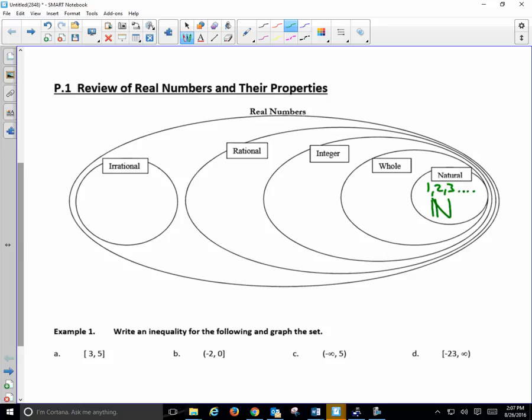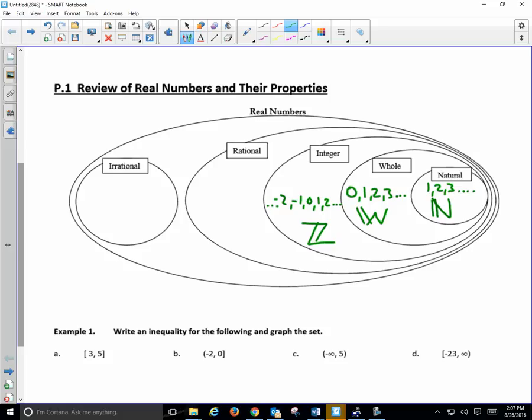Whole numbers include another number. What is it? 0. Now you may say, well, zero's just obviously part of the number set. There are many, many years in this world where people did not have 0 as a part of their number set. They didn't understand the concept of 0. It took a while for different cultures to figure that out. Integers include another set of numbers. What are they? The negatives. The symbol we use for integers is a Z. Looks like that.